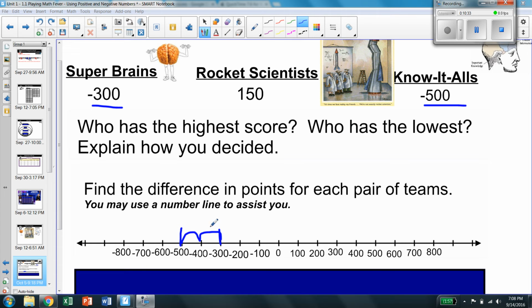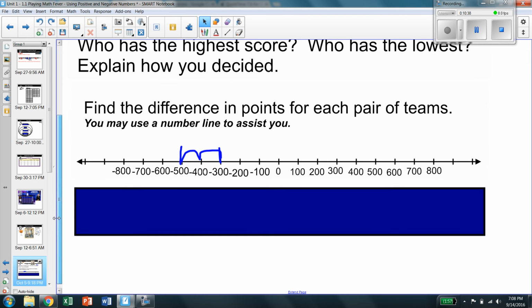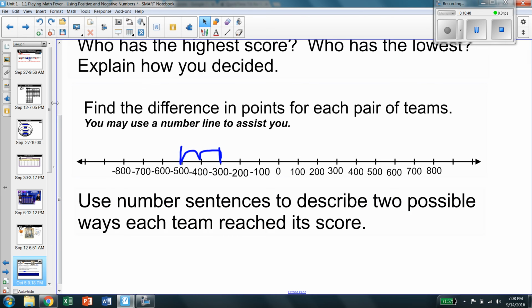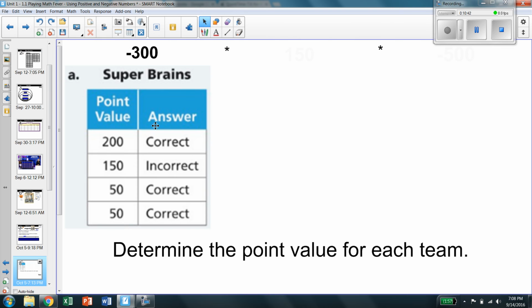Okay, so we have 200 points there. Let's see, what else do we have? Okay, we'll get into that later. So we have a situation. The superbrains right now are at negative 300 points. Then a series of things happened, and we're trying to figure out how many points they have here.